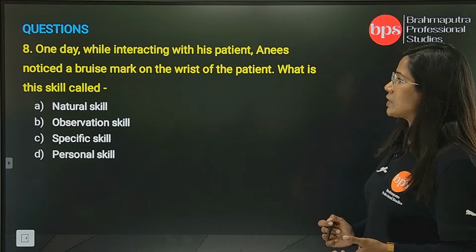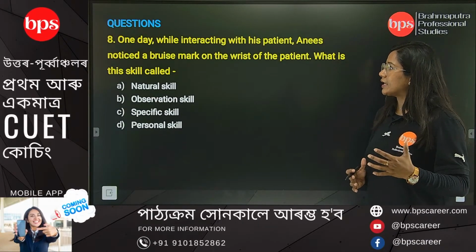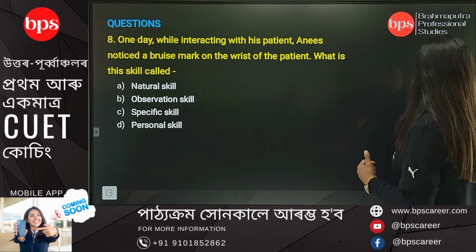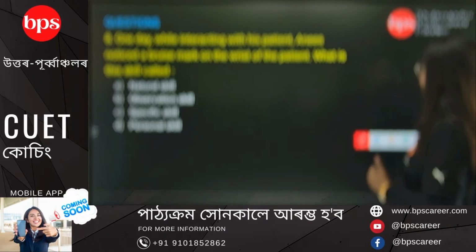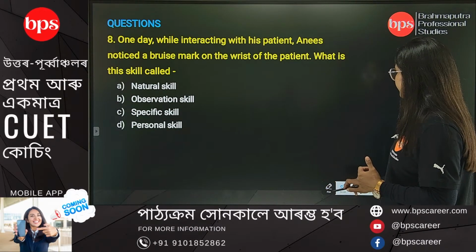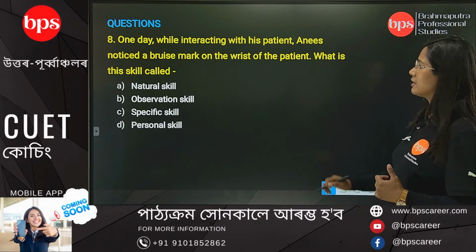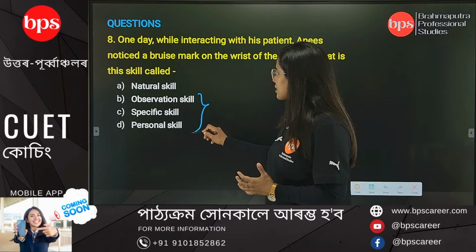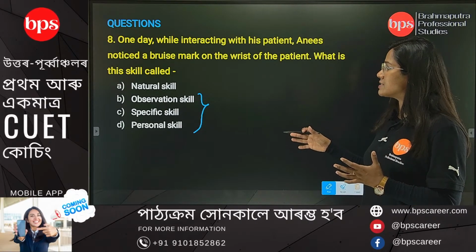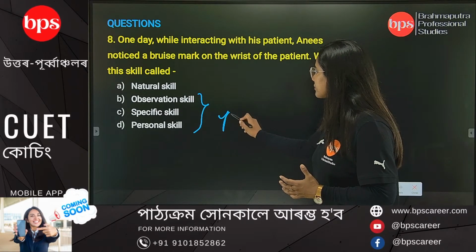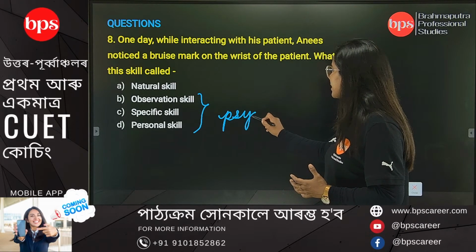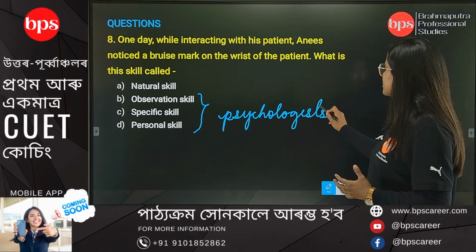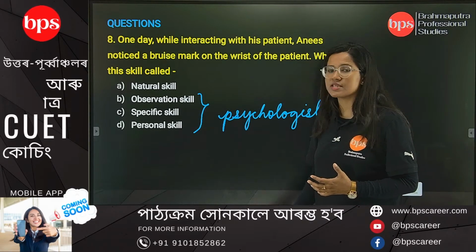Moving on to the next question, number 8. One day, while interacting with his patient, Anis noticed a bruise mark on the wrist of the patient. What is this skill called? Now, when you get skills, these skills are actually possessed by psychologists. So psychologists need to have these kinds of skills.